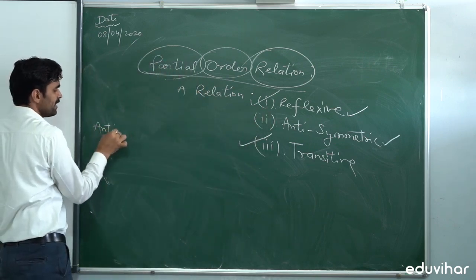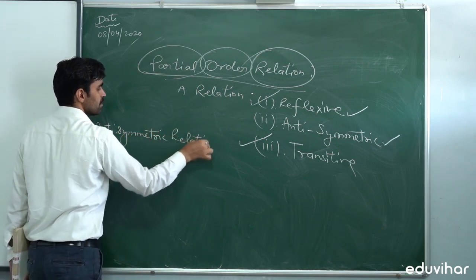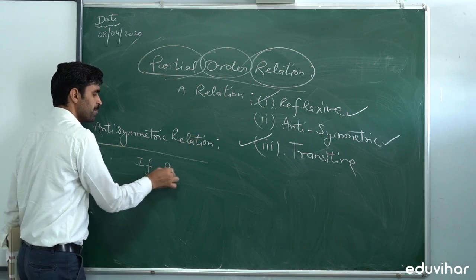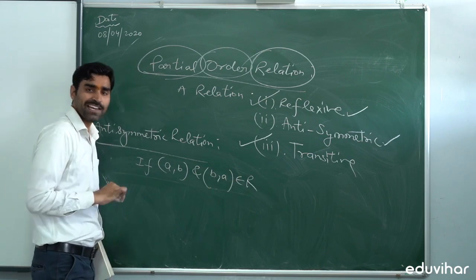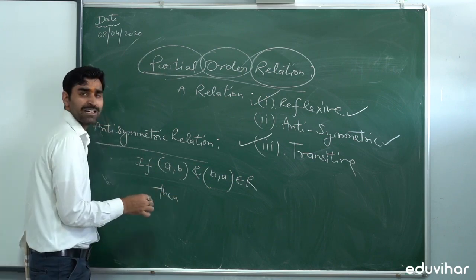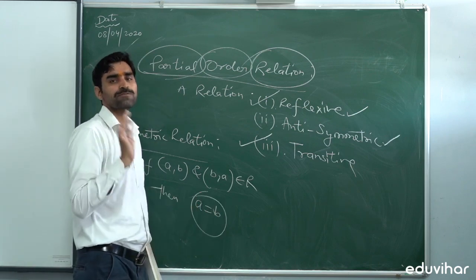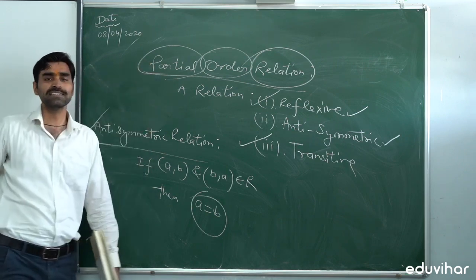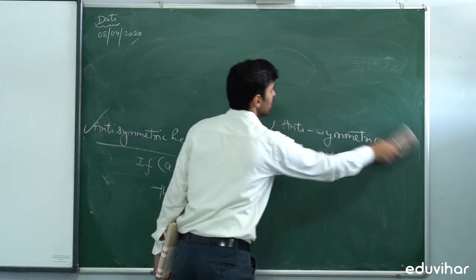Antisymmetric relation. In case of antisymmetric relation, we say if (a, b) and (b, a) belong to the relation, then it is only possible when a equals b. If any relation has this type of property, it is known as an antisymmetric relation.